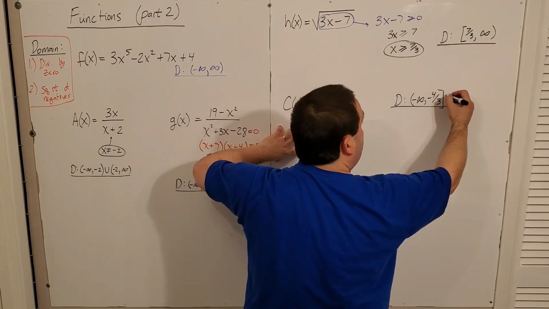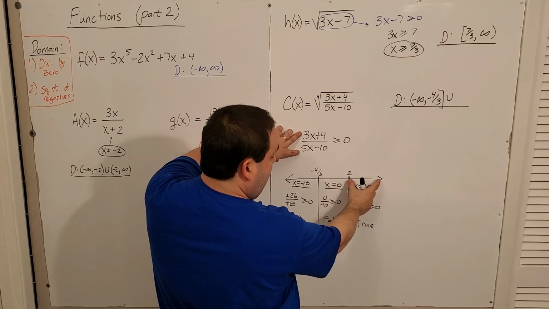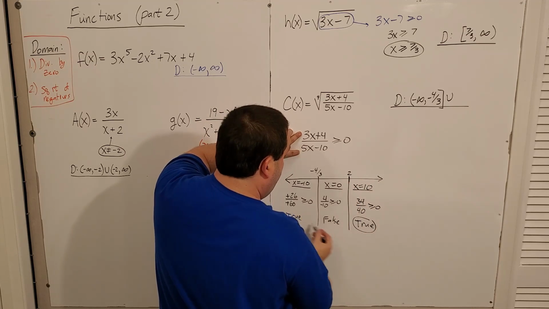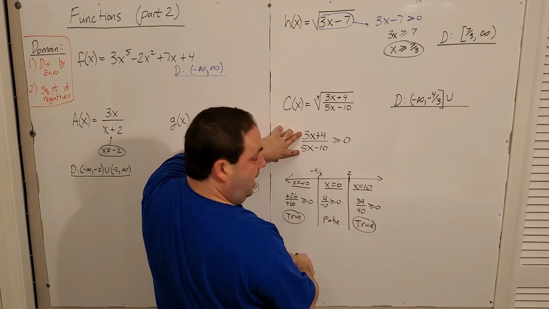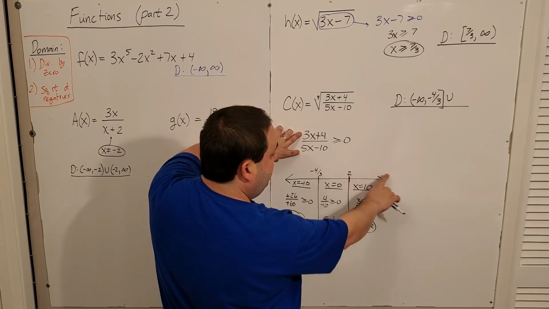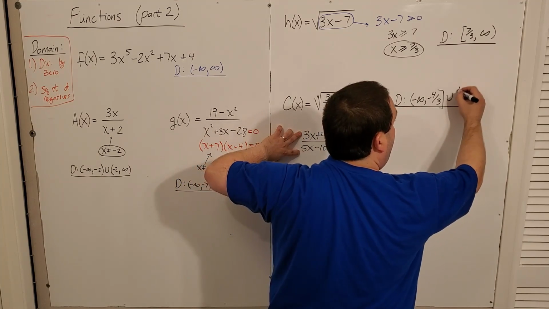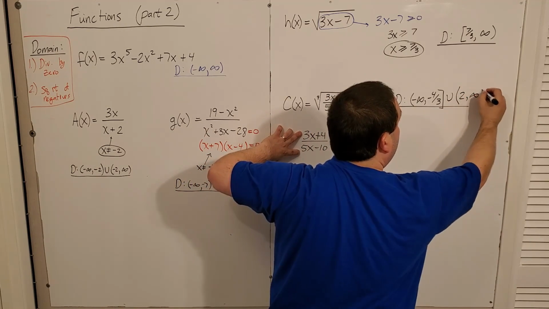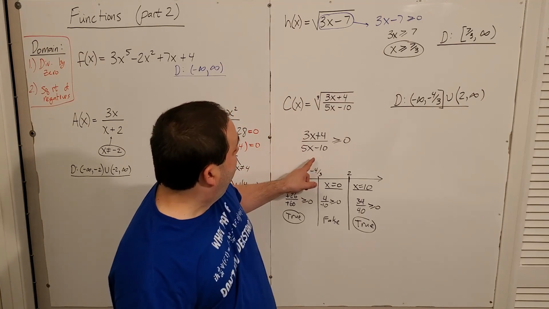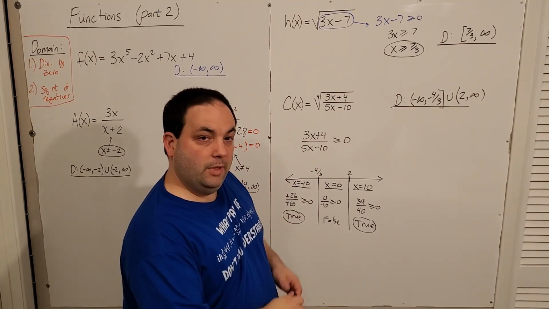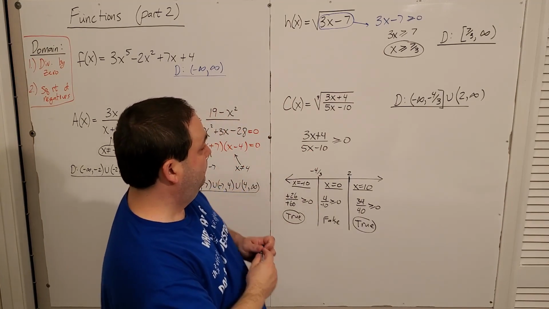Okay, so now I'll put a union because I see that there's another section here. I'm going to use just the trues as my answers here. That starts at 2 and goes to infinity. But remember, I have to put a parentheses on the 2 because 2 cannot be plugged into that denominator. It would cause a division by 0.